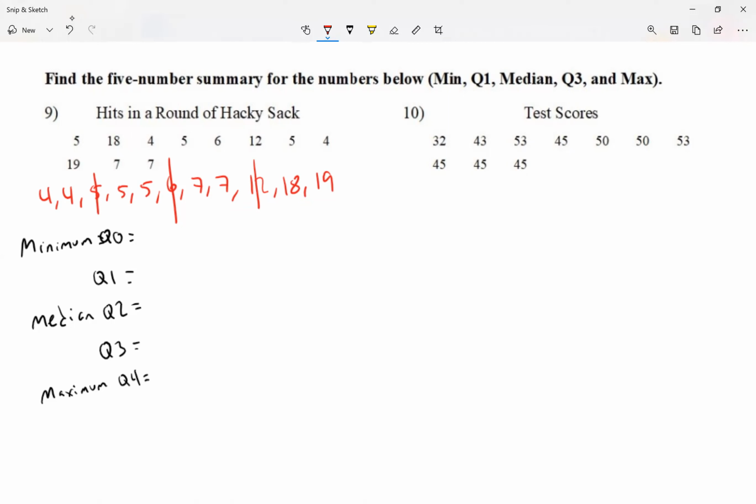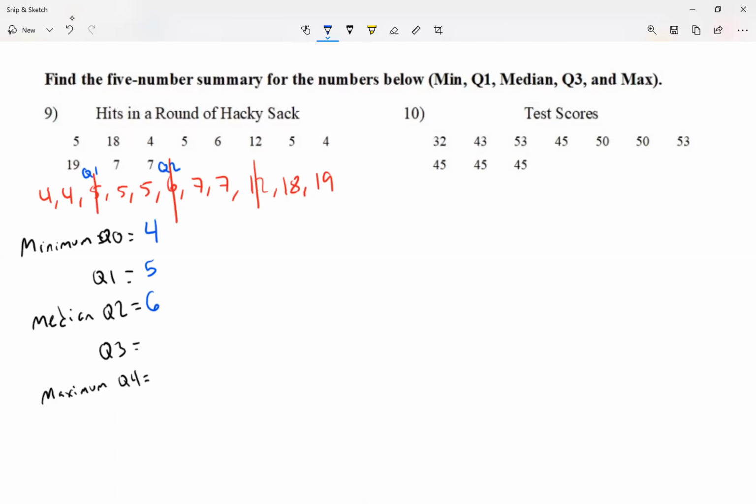Okay, so I'm good to answer my 5-number summary. Quarter 0 is my smallest number of the list. Let me answer in blue. My quarter 0, my minimum, is 4. It's the smallest number of the list. Quarter 1, it's right here. My first quartile is 5. My median, or my second quarter, quarter 2, is 6.